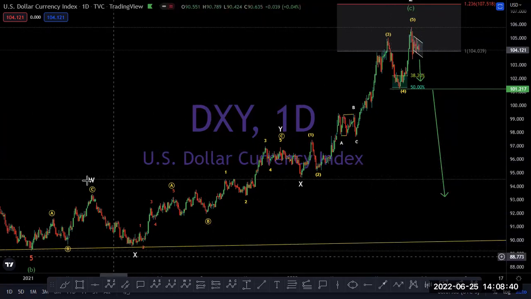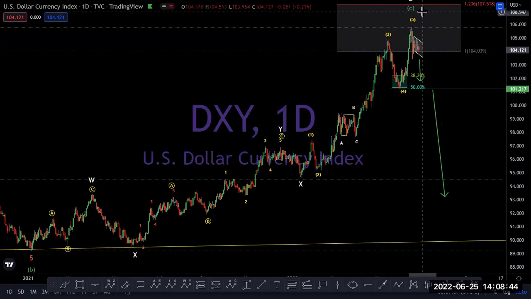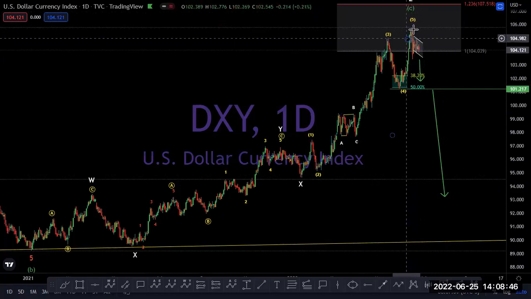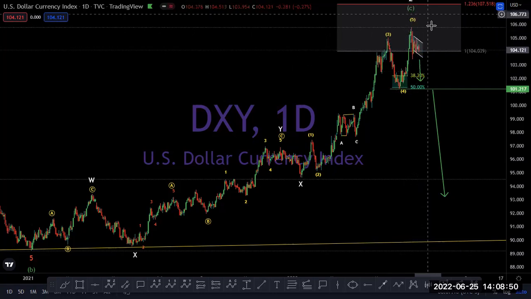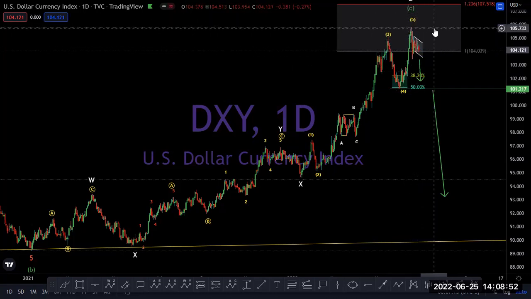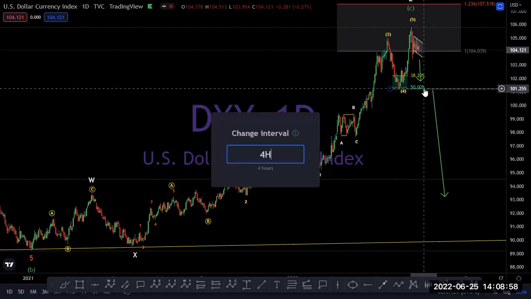If you count this, WXY, XZ, 1, 2, 3, 4, 5. So this wave 5 can still go higher. This can be 1, 2, 3, ABC, 4, 5. So in any way it goes, it is still correct. Let's see 4 hours.